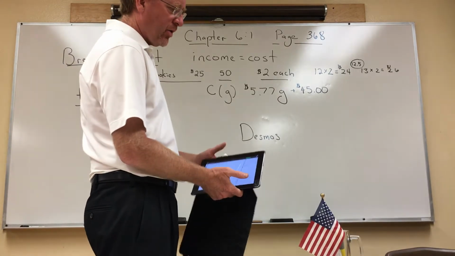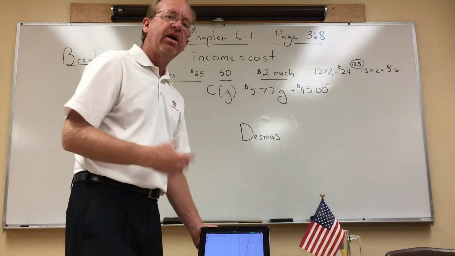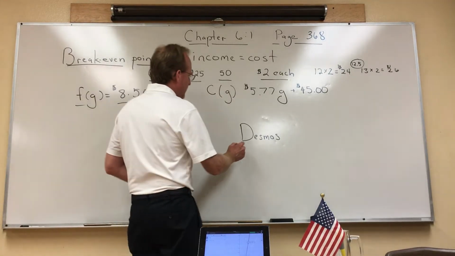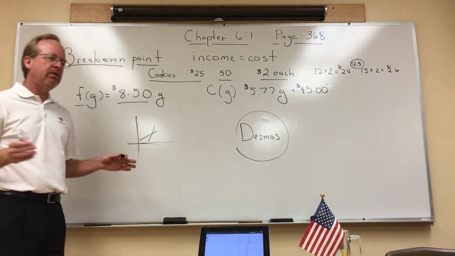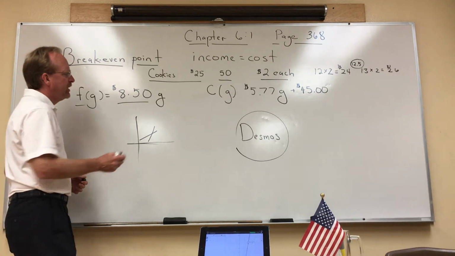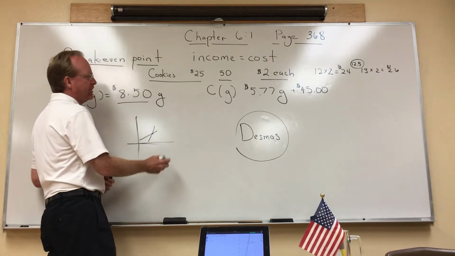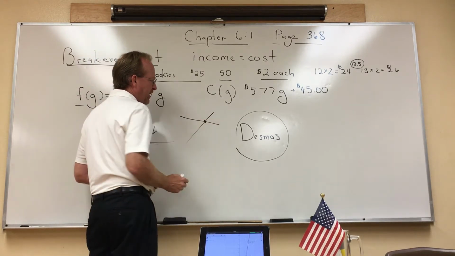16.4. So if you sell 16, you're a little short. If you sell 17, you're slightly over the break-even point. Okay? So when you have two functions, you can always tell where they break even on an income cost problem by where they cross. Okay? Wherever they cross, that's your break-even point.